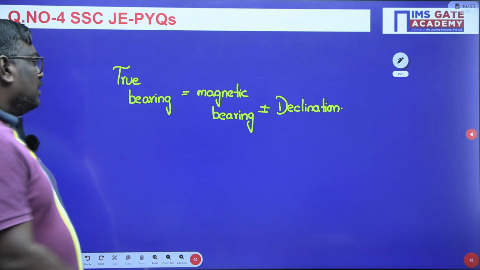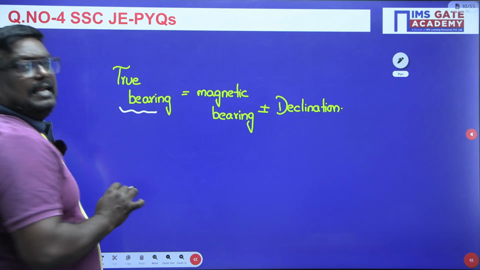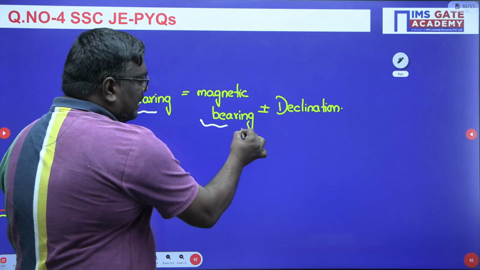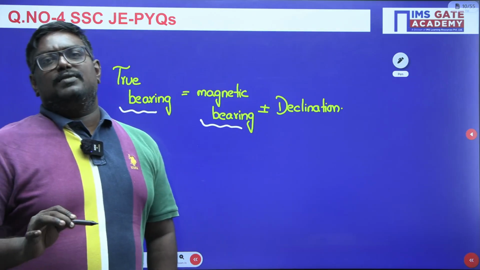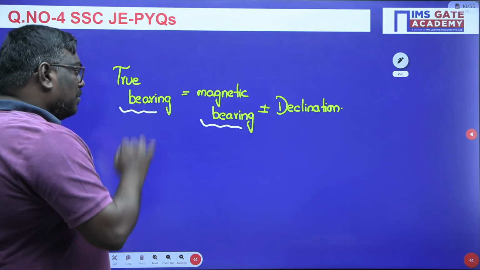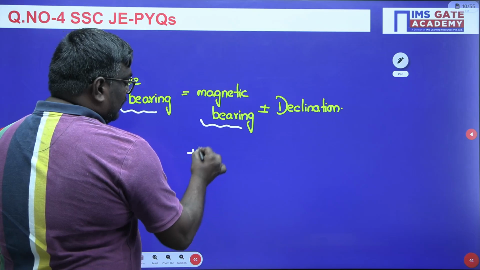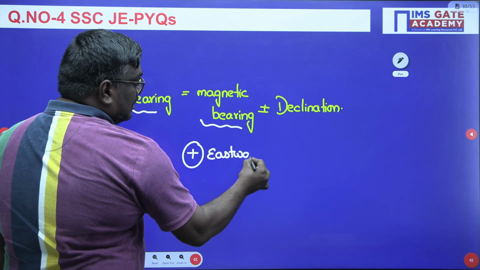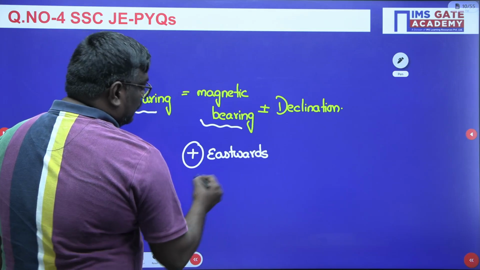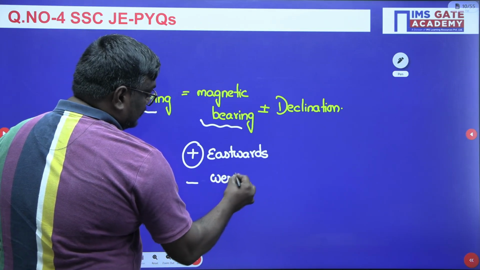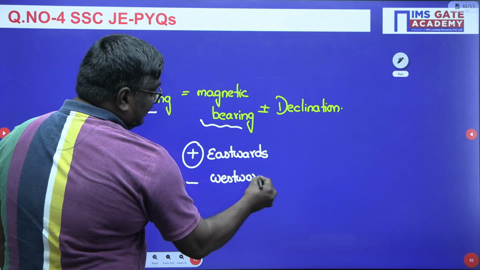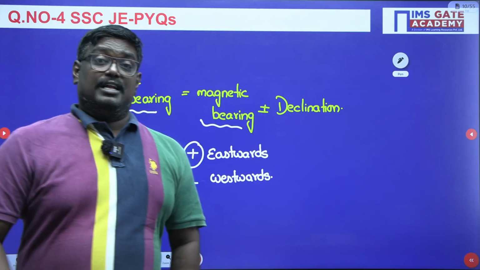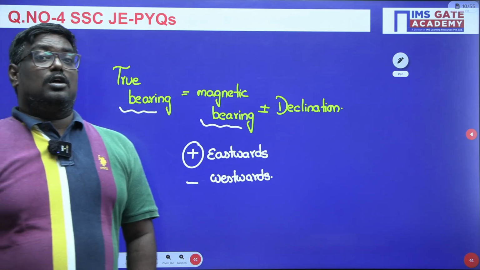Now see students, what is true bearing? It is the bearing of a line measured with respect to the true meridian. What is magnetic bearing? It is the bearing of a line measured with respect to the magnetic meridian. Now, my dear students, you take declination as positive when it is eastwards, and negative when it is westwards. So please understand, true bearing is equal to magnetic bearing plus or minus declination. A question can be asked on this also in this way.